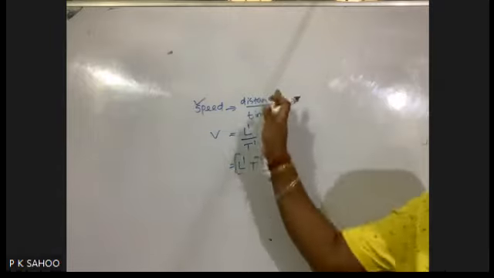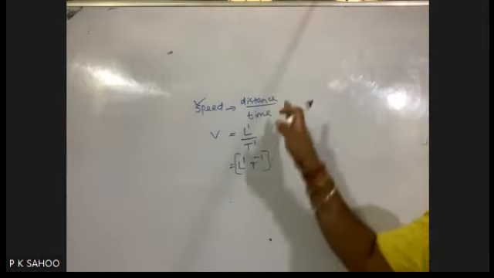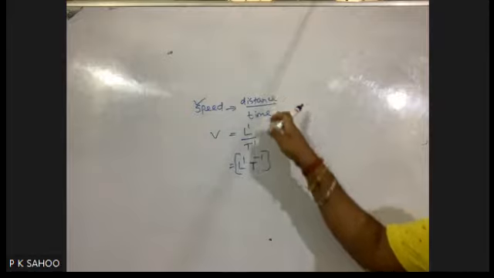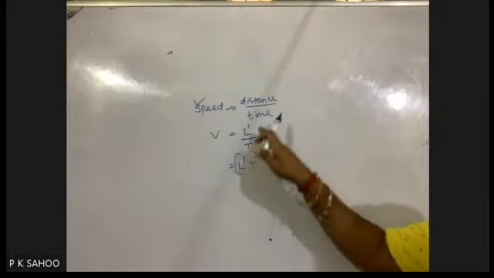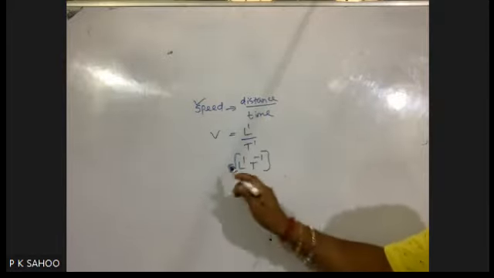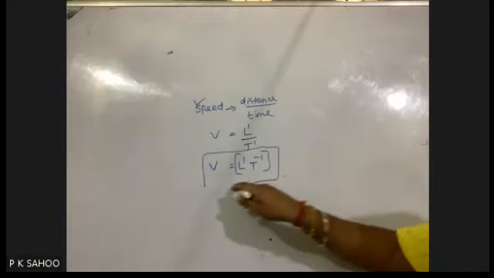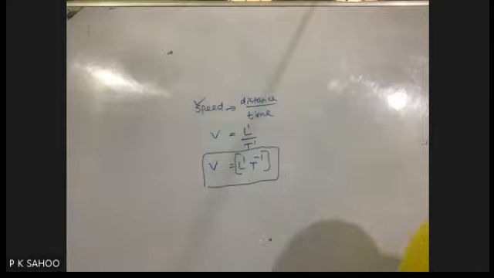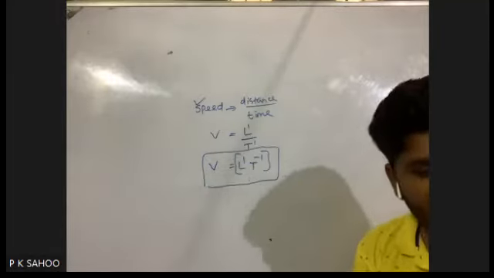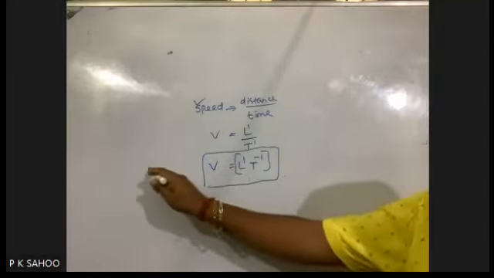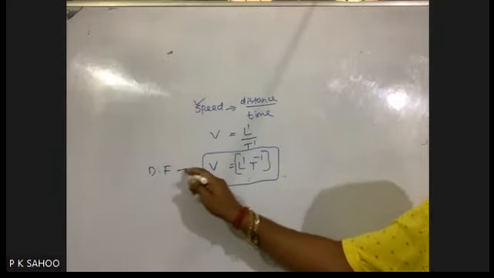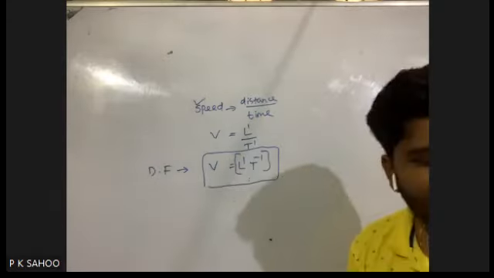Now in the formula, are all fundamental or not? All are fundamental. Then you write like this. So here what happened? Now we got a formula at last. I wrote it inside square brackets, right? So this is called a dimensional formula.